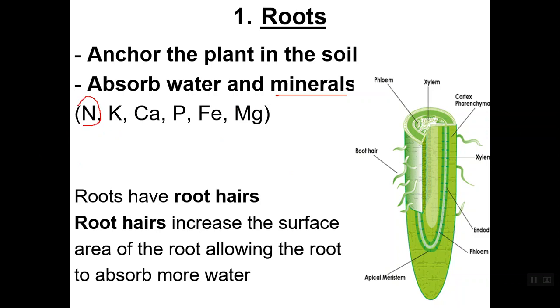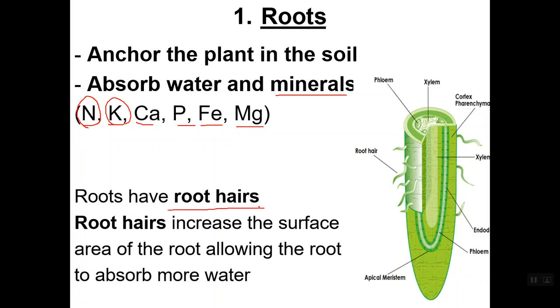So nitrogen, potassium, calcium, phosphorus, iron, magnesium, these are all going to be needed to build things like chlorophyll, proteins, DNA and RNA, and they have to come from the soil. They're not going to come from doing photosynthesis per se, because we'll see that next time.